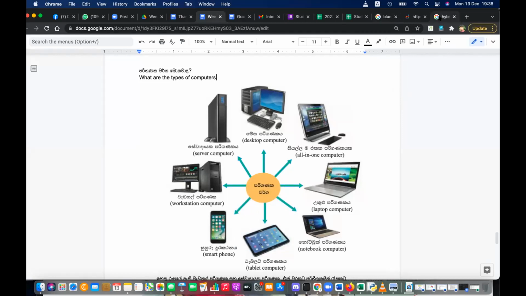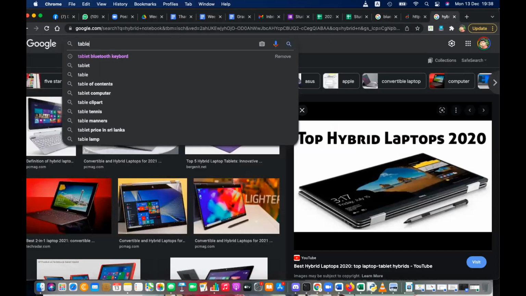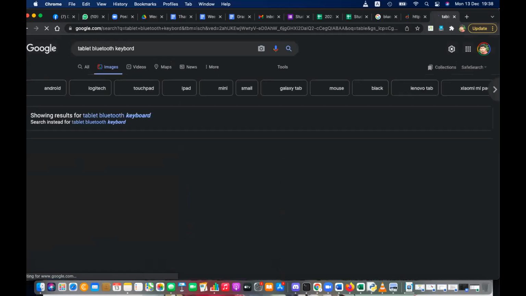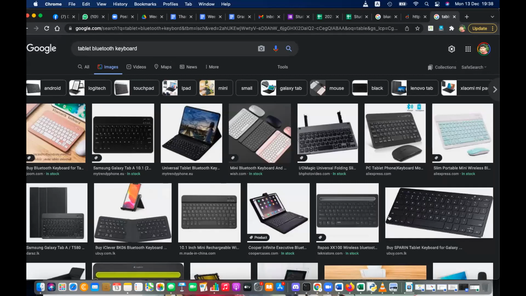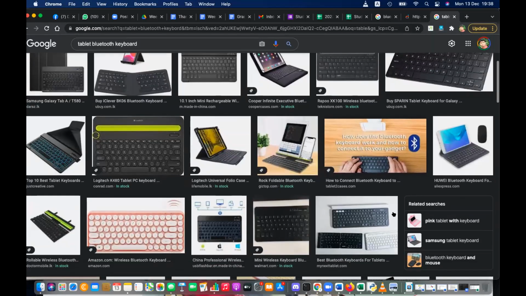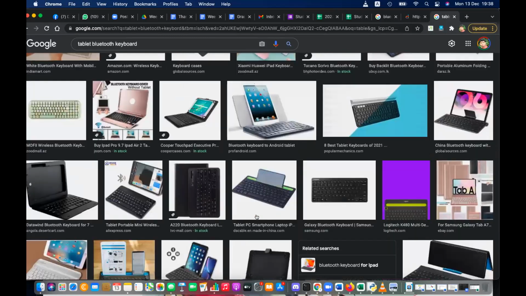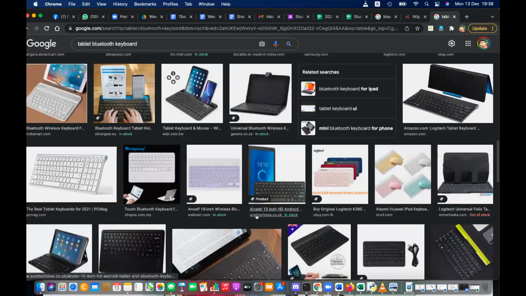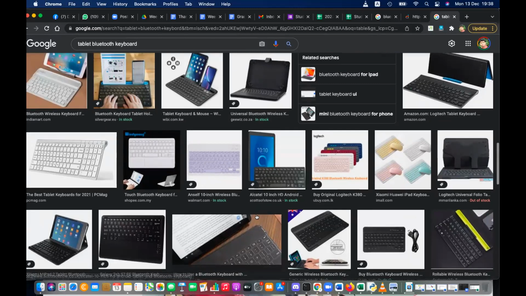Yes, sir. Yes, tablet. So in Samsung, we can add keyboards. Yeah, not just in Samsung. So it can be used in anything. Any tab can be connected to a keyboard. This is a Bluetooth keyboard. So using this Bluetooth keyboard, you can connect tabs. And even mobile phones, you can connect using these Bluetooth keyboards. Not just tabs, mobile phones can be connected using these Bluetooth keyboards.